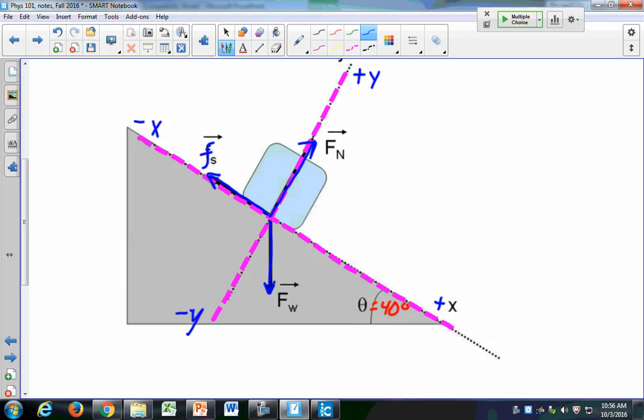Yeah, China? I just gave it to you. I wrote it on there. The angle theta is 40. Okay? I'll always use that for your inclined plane problems.